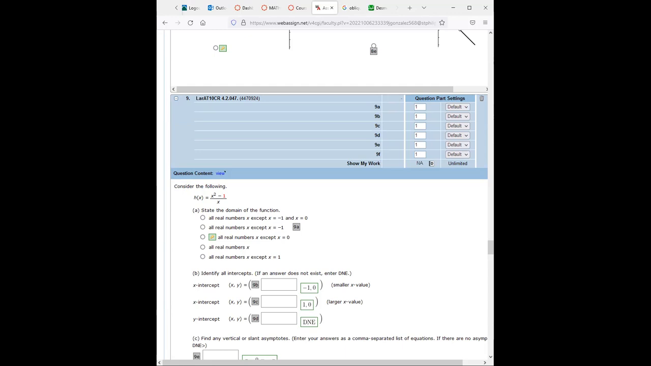So, given example 1, f of x equal to, let me switch over first. I'm going to write down this question.